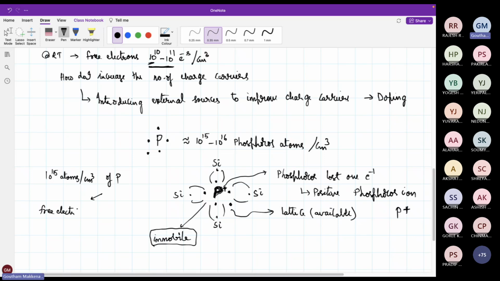How many free electrons am I adding? Number 15. 10 raised to the power 15. So I'll have 10 power 15 electrons per centimeter cube that are also added.